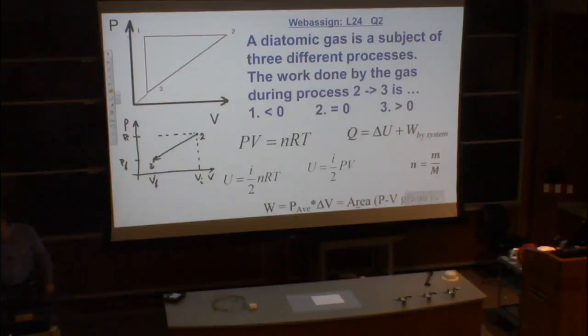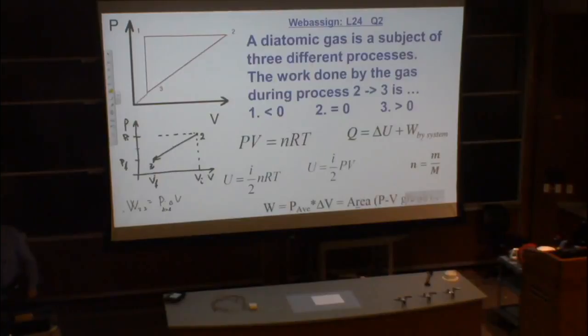So can I use this equation? Work 2 to 3 is equal to P times delta V. No, I can't, unless I fix it like this. For example, I can calculate the average. And I could have done that because the average will be just in between right here, one half between those two.